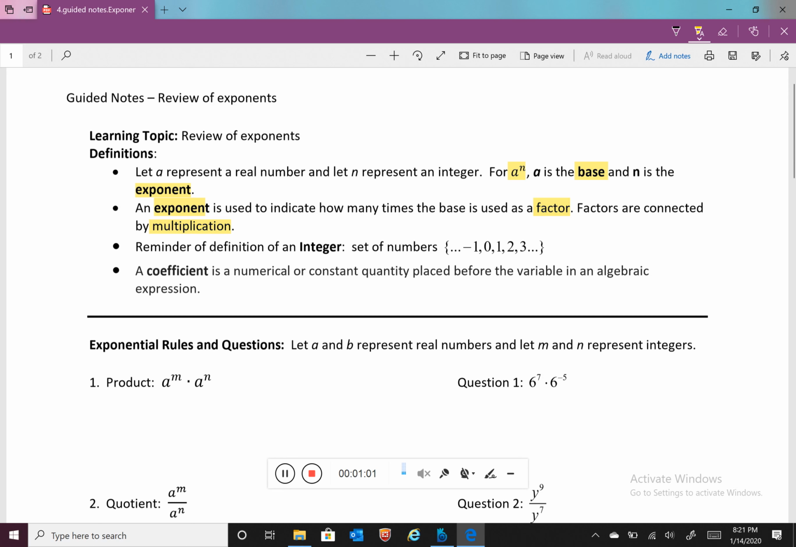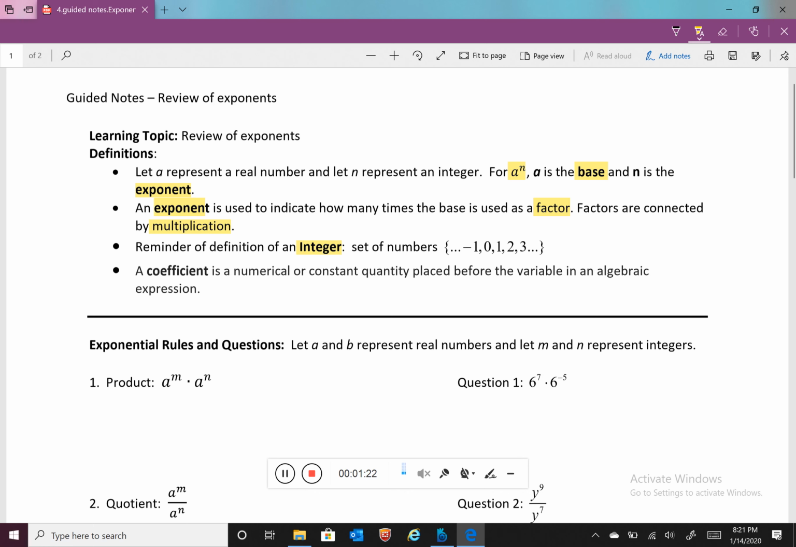Also a reminder of the definition of an integer. We talked about this before. It's a set of numbers, and remember the ellipsis means it goes on forever. So this is ..., -1, 0, 1, 2, 3, and it goes on forever in the positive direction as well.